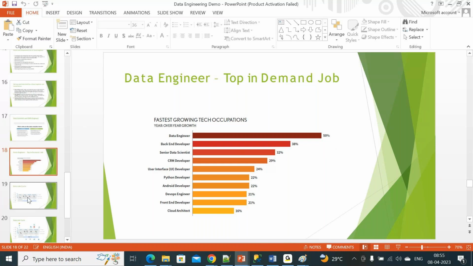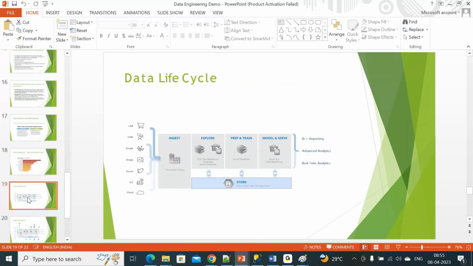Okay. Next, coming to how the sample data architecture looks: ingest, explore, prepare, and train model. Getting the data from the source, as I said, we call this process data ingestion. And exploring means segregating, preparing for future use, and finally placing it. Then BI reporting, analytics, and real-time analytics will come. Whatever data you are getting, we are storing in some place. We call it a database.